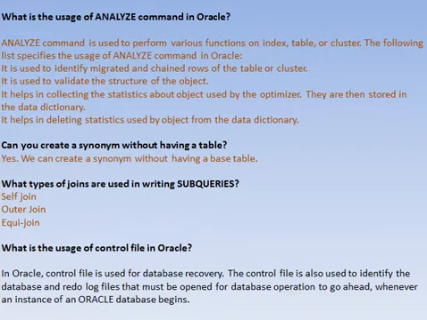Can you create a synonym without having a table? Yes. We can create a synonym without having a base table. What types of joins are used in writing subqueries? Self-join, outer join, equi-join. What is the usage of control file in Oracle? In Oracle, the control file is used for database recovery. The control file is also used to identify the database and redo log files that must be opened for database operation to go ahead, whenever an instance of an Oracle database begins.